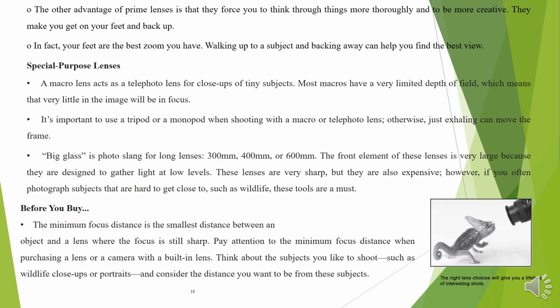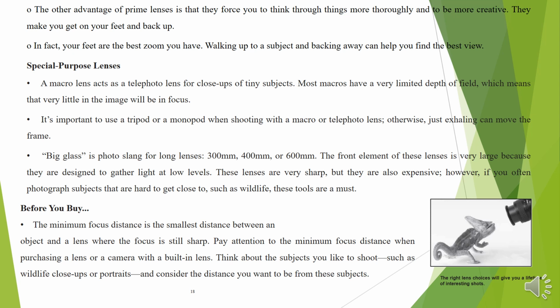Big glass is photo slang for long lenses, 300 mm, 400 mm, or 600 mm. The front element of these lenses is very large because they are designed to gather light at low levels. These lenses are very sharp, but they are also expensive. However, if you often photograph subjects that are hard to get close to, such as wildlife, these tools are a must.